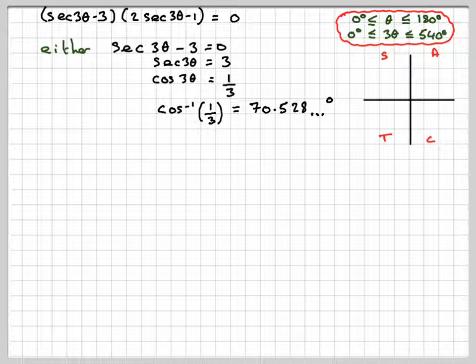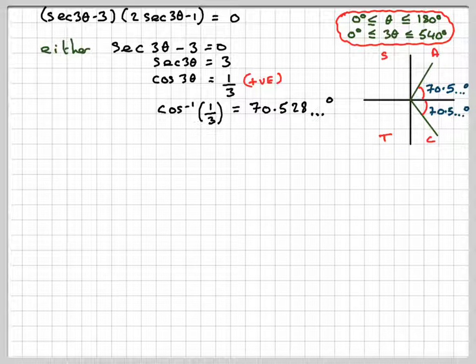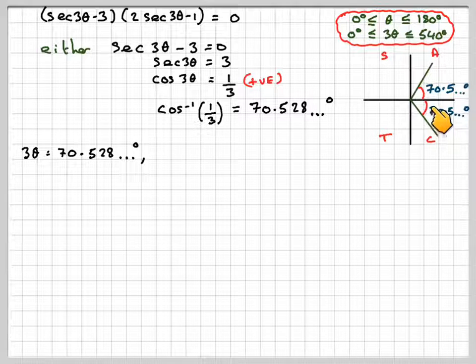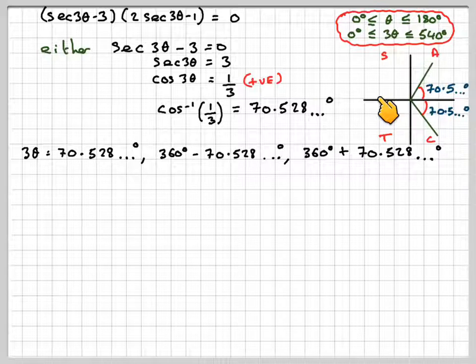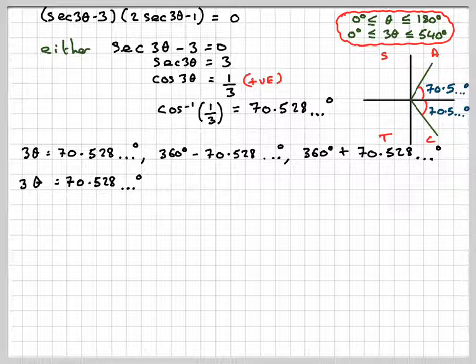If we draw our CAST diagram, cos is positive in the first and the fourth quadrant, so we draw our angles in there with the positive x-axis, 90, and then we start going round. So we're going to have that 3 theta is equal to 70.5, 360 minus 70.5, and then 360 plus 70.5, and then we're going to stop because here we would have got to 540. So going around there, 360 plus another 180 gives me 540. We stop.